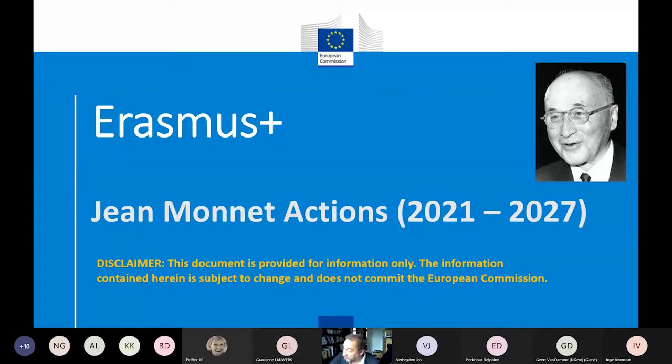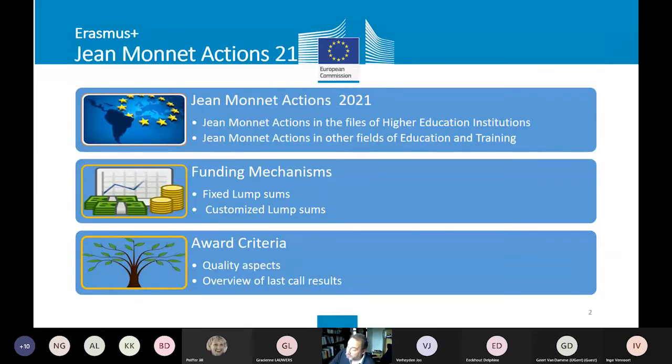So now it is part of the Erasmus program, but it's now completely a key activity as such. Jean Monnet activities are a little bit apart, but still within the Erasmus Plus program. So these are the three main subjects I will present to you: the action of Jean Monnet, the two new actions in the field of education and training other than for higher education institutions, the funding mechanism, and the award criteria.